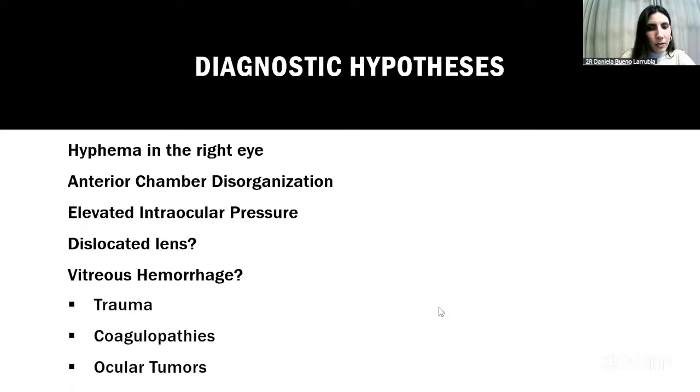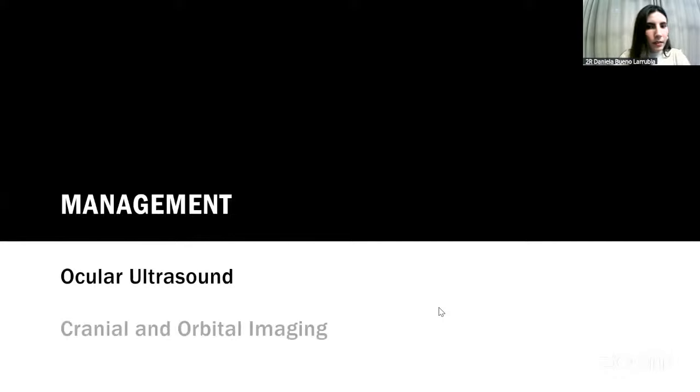The main cause in childhood with this appearance, we would think about trauma. However, the patient's father denied any. Other possible causes include coagulopathies and ocular tumors. For the management, we requested an ocular ultrasound and cranial and orbital imaging.